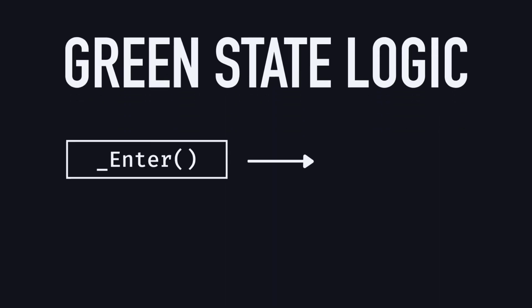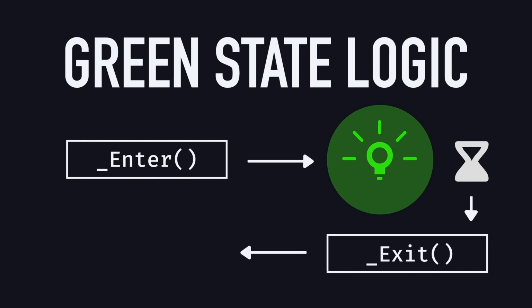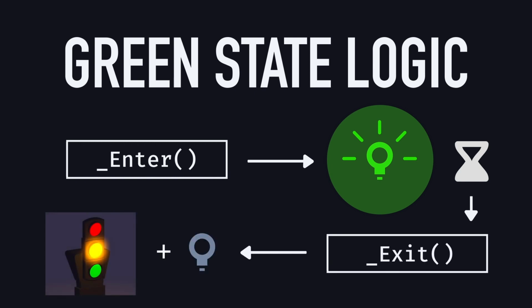When we enter this state, we'll turn an actual green light 3D object in our scene on and start a little timer. Then, upon completion of this timer, we'll turn the light back off and transition to the orange light state.